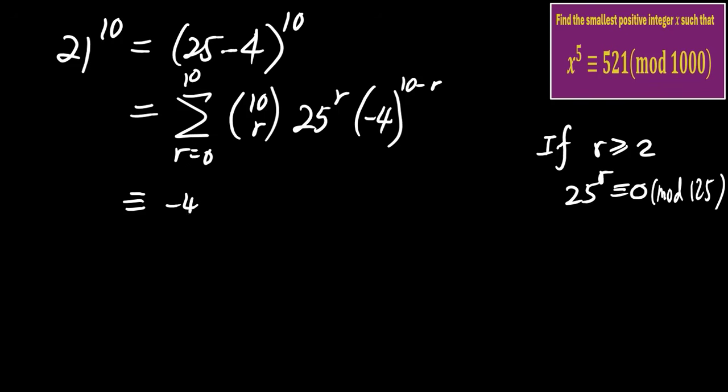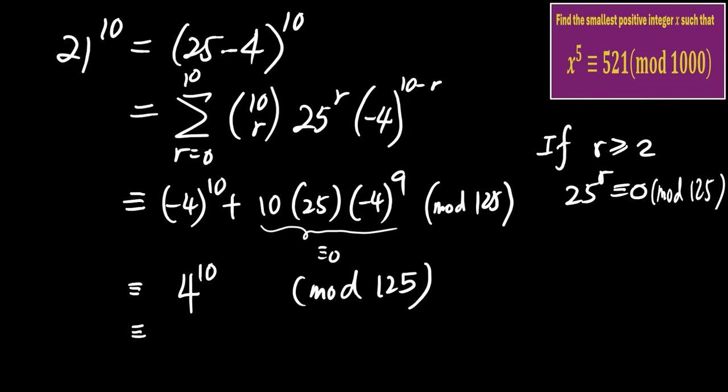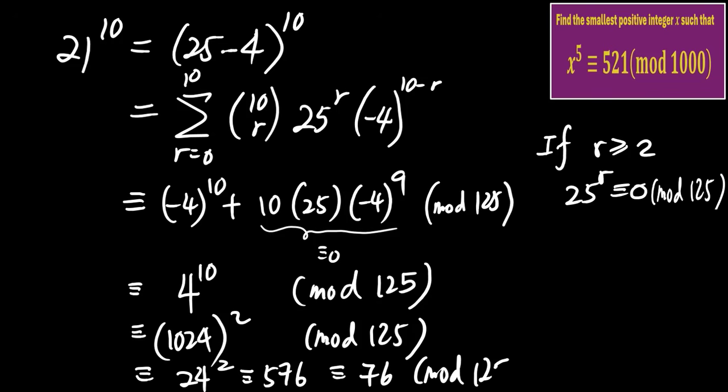For r equals 0, negative 4 to the power of 10. For r equals 1, 10 times 25 times negative 4 to the power of 9. But this again is congruent to 0 mod 125. So in other words, we need to consider only 4 to the power 10 mod 125. 4 to the power 10 is 2 to the power 10 squared. But 2 to the power 10 equals 1024. And that is 24 mod 125. And 24 squared is 576. That is 76 mod 125.